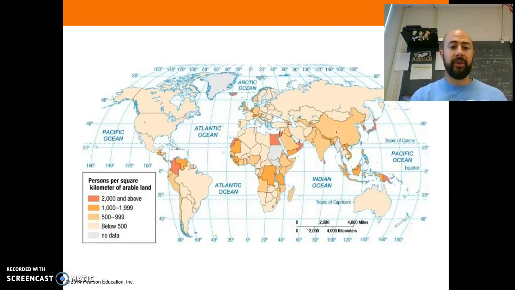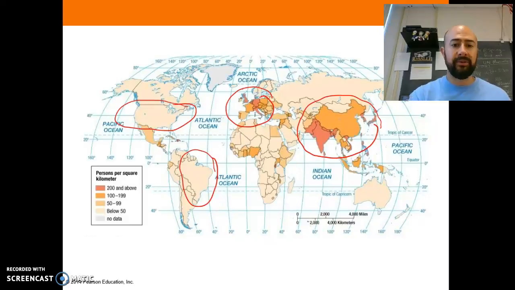This is persons per kilometer of arable land. So this is physiological density. And again, look at Egypt. Very, very high physiological density. They put a lot of people on a very small amount of arable land. If you go back to the persons per square kilometer and look at Egypt here, it's not quite as high.